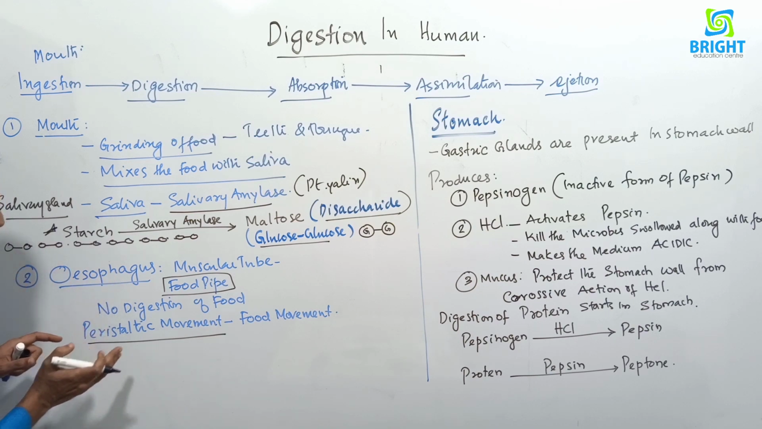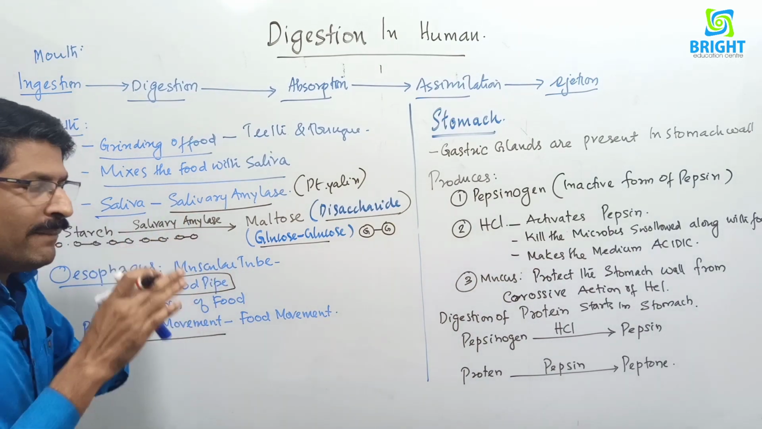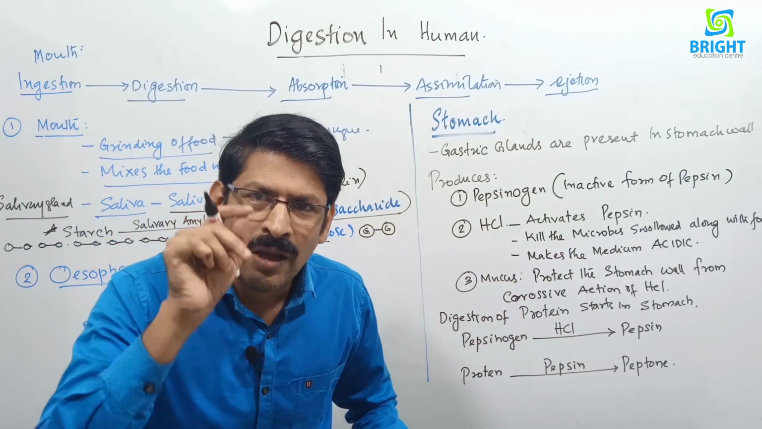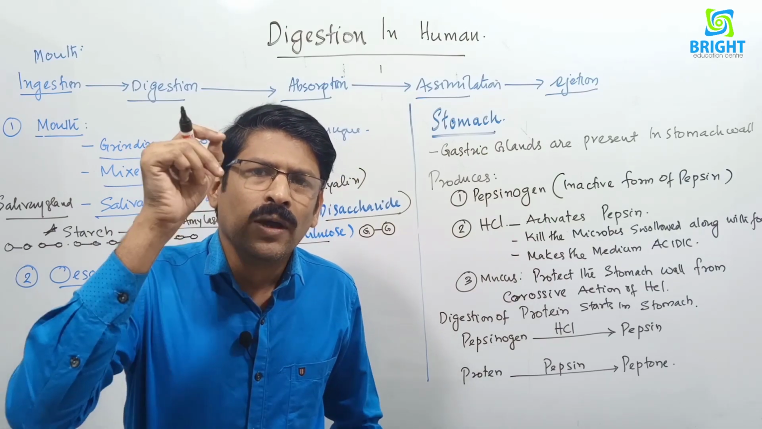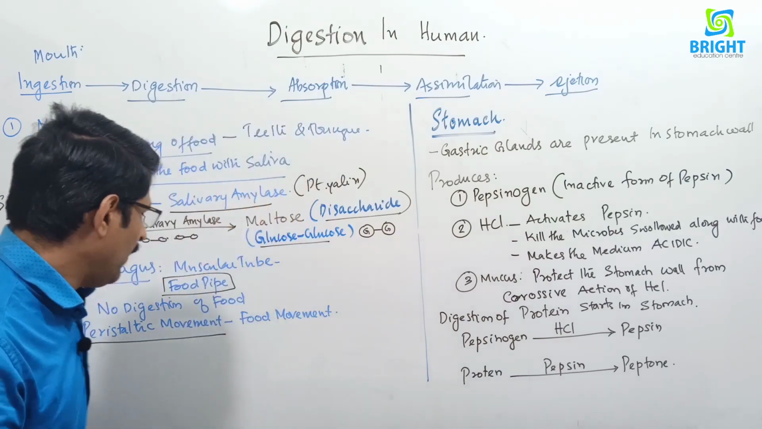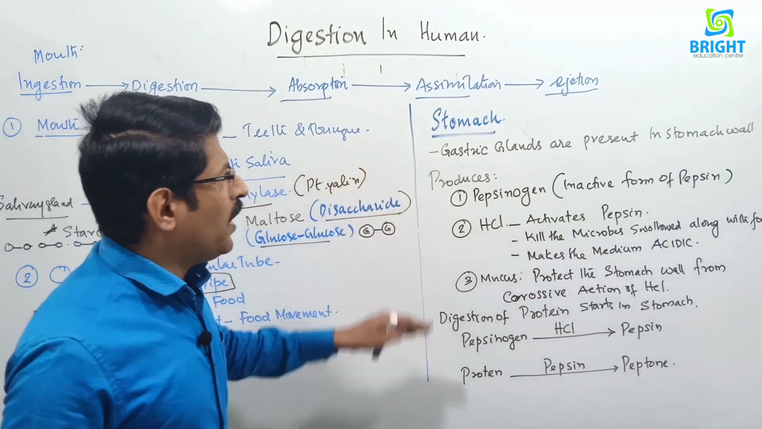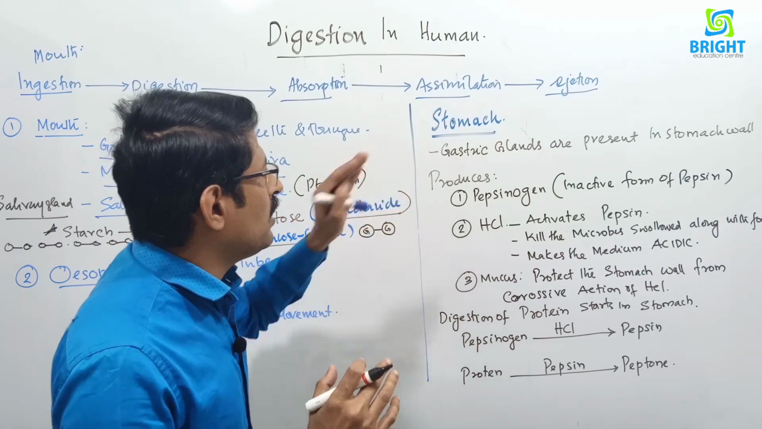So the esophagus is a muscular tube, commonly called the food pipe, and no digestion of food material takes place there. The important thing is how the food is moving: it moves through the peristaltic movement, or peristalsis. And the next important part of our digestive system is the stomach.